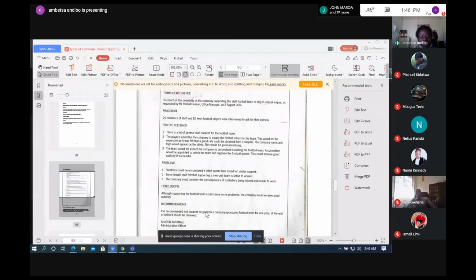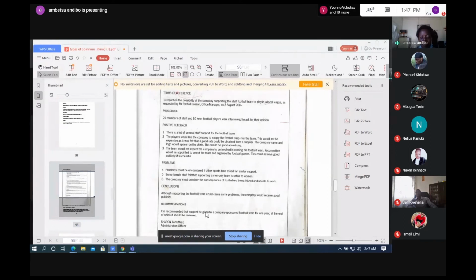Then the third finding is the team would not expect the company to be involved in the running of the football team. So the recommendation is a management team appointed by the company should be involved in the running of the football team. You bring it under recommendations. Then there are problems, which is still under findings.